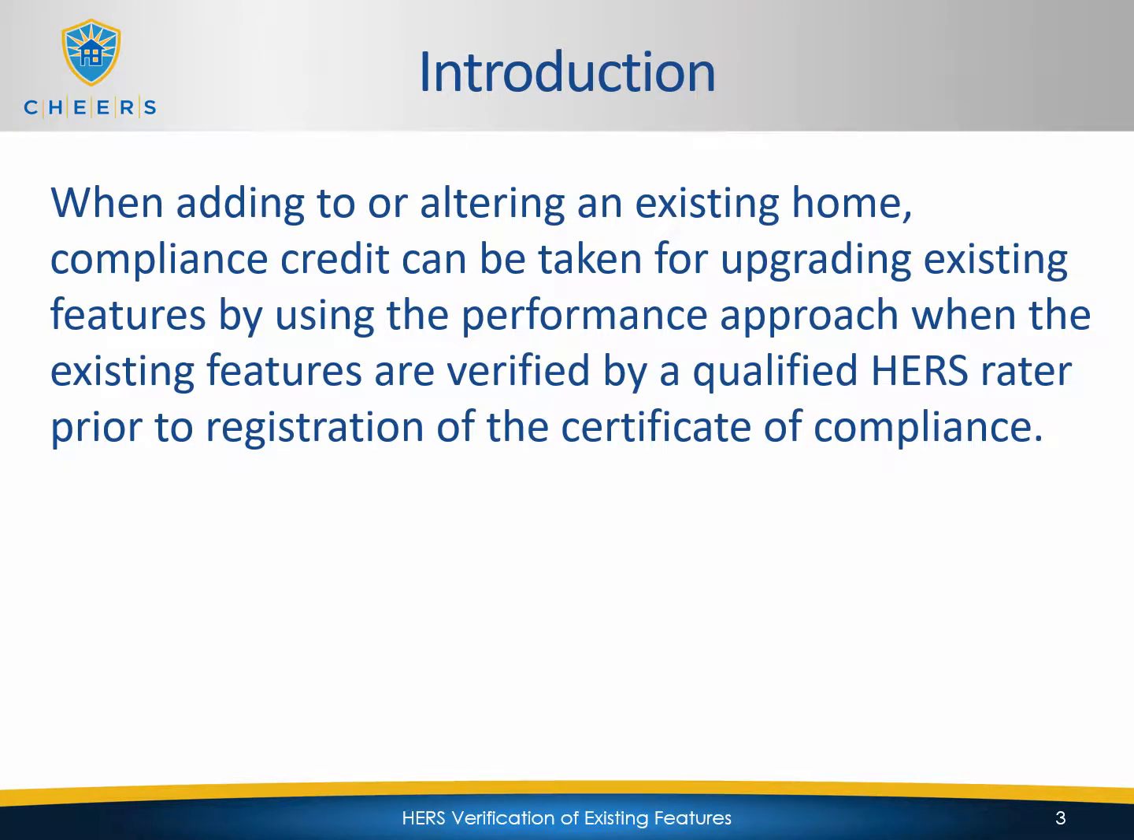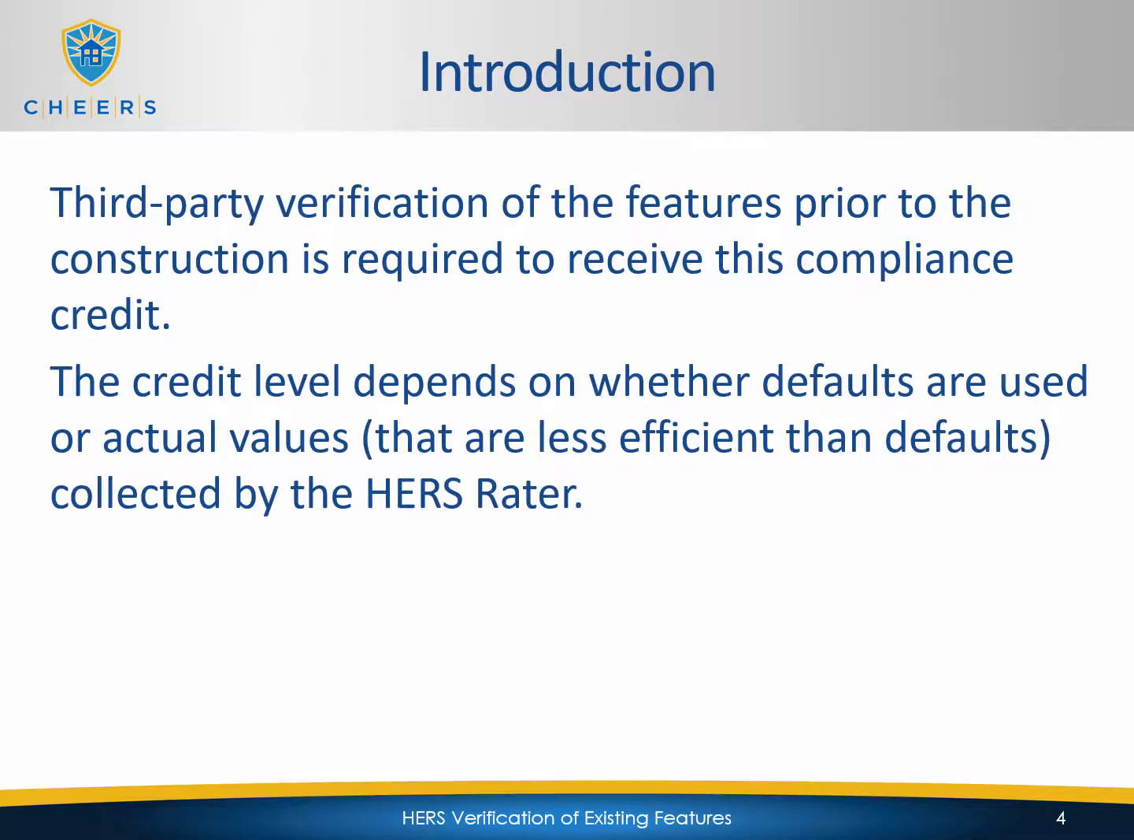When adding to or altering an existing home, compliance credit can be taken for upgrading existing features by using the performance approach when the existing features are verified by a qualified HERS rater prior to registration of the Certificate of Compliance. Third-party verification of the features prior to the construction is required to receive this compliance credit. The credit level depends on whether defaults are used or actual values that are collected by the HERS rater.